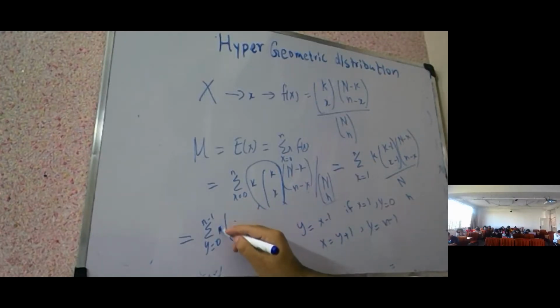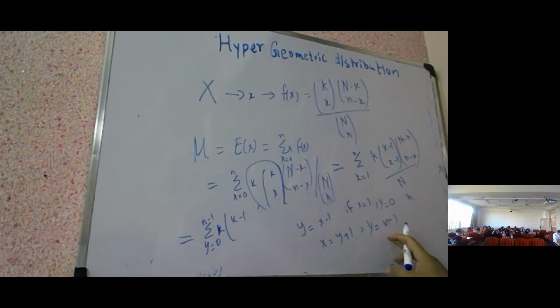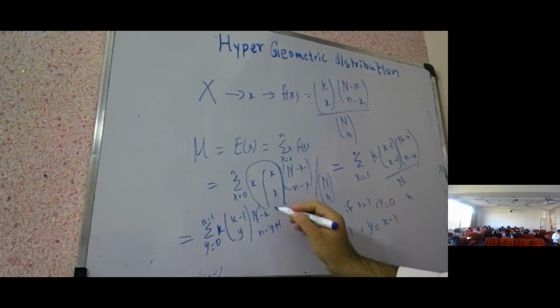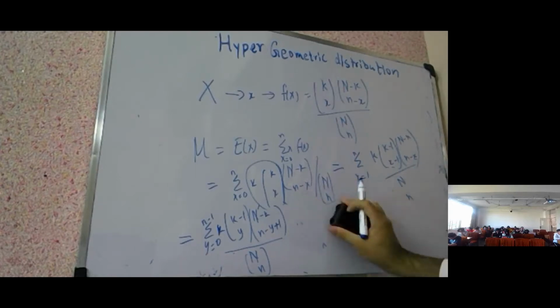Times k times (k minus 1)C(x minus 1). What is x minus 1? X minus 1 is y. So I will take it as y. And nC(n minus y minus 1), because x is y plus 1, upon (n+k)Cn. I'm just putting the values in. That's what I can get, right?